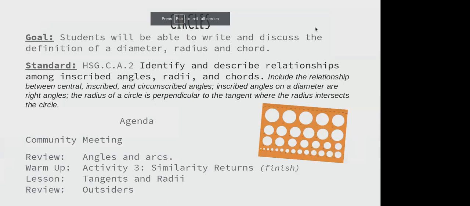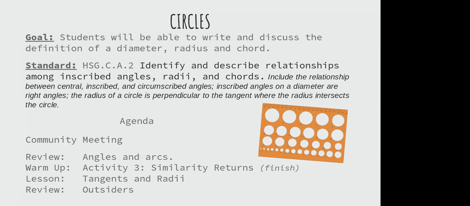Let's talk some math. We are still discussing relationships between diameters, radii, and chords. We just finished, at the end of discussing the relationship between arcs and angles, inscribed angles as well as central angles, and we will be moving towards the lines outside. Today we're going to talk about tangents and how tangents and radii form angles.